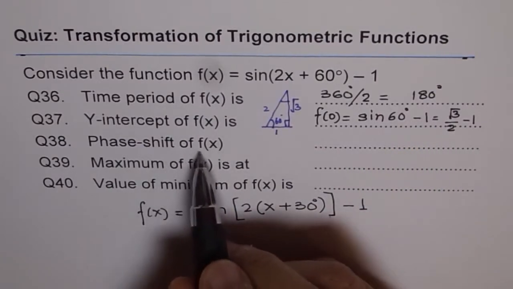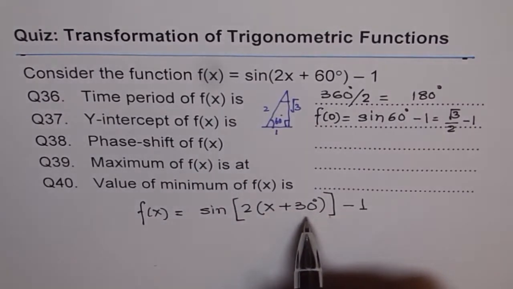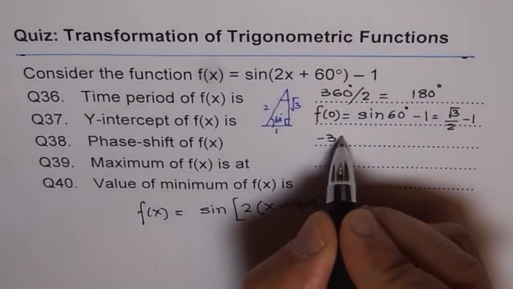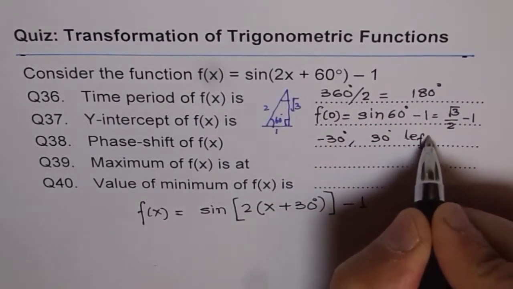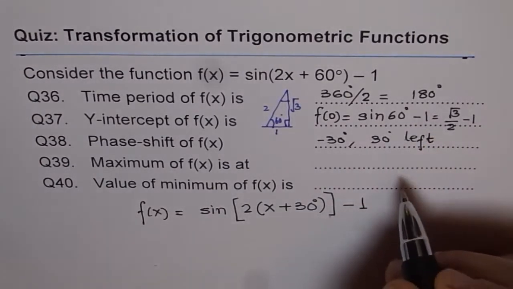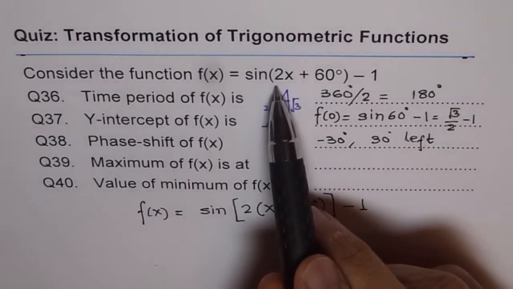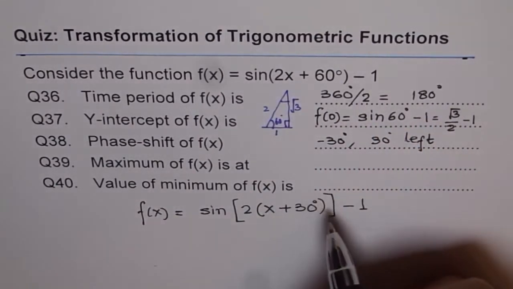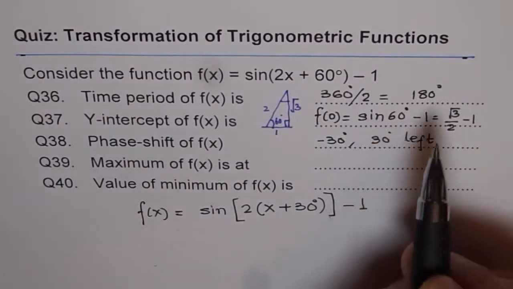Phase shift of f of x. Most students get that wrong. If you don't factor it, the phase shift appears to be 60 degrees, but after factoring the phase shift is 30 degrees to the left. So you can say minus 30 degrees or you can say 30 degrees left. The transformation here is that the wave gets horizontally compressed by a factor of half and moves 30 degrees to the left. And there is a translation of 1 unit down.